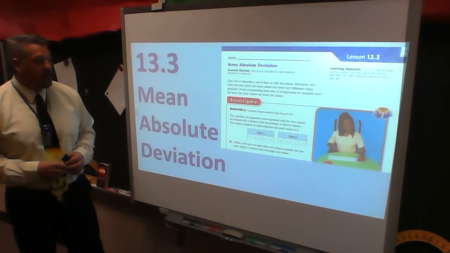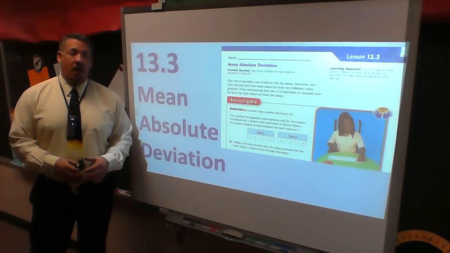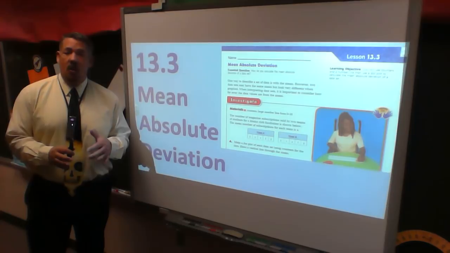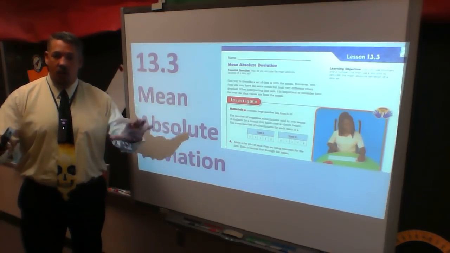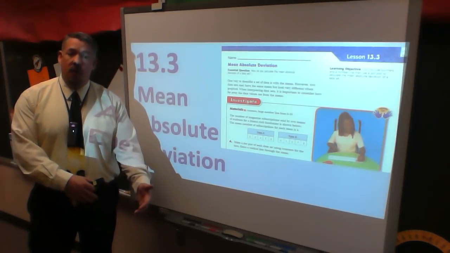So now we're going to get into chapter 13.3. Now, we're not going to see box plots on this one, so please don't get comfortable and think I can just forget all that information. You can't forget about it. We're going to do box plots on the very next lesson.